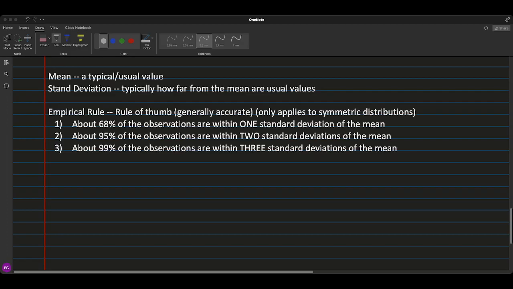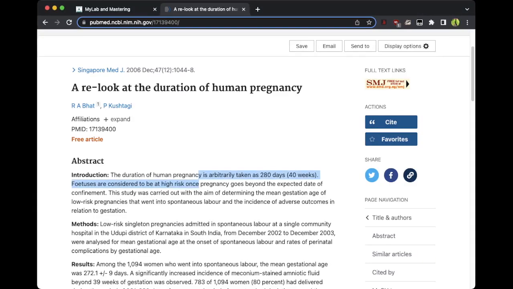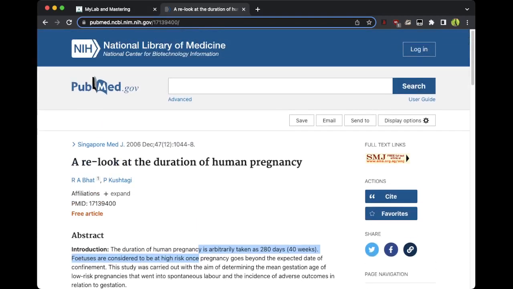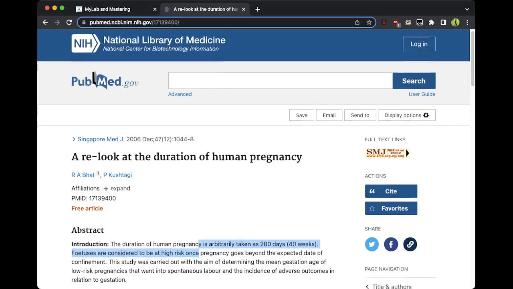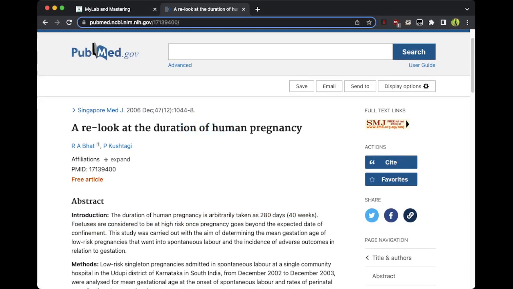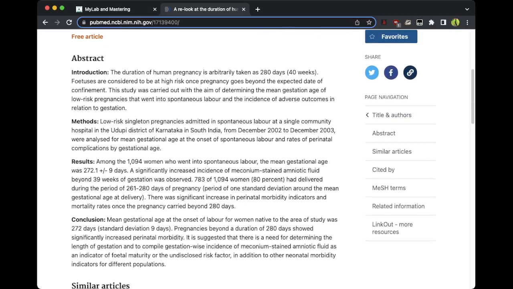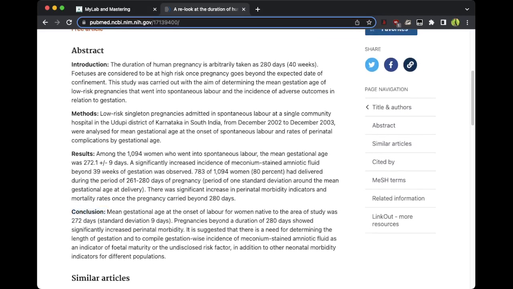Let's draw a picture, and we're going to illustrate it with an example. So let's come up with some data. Here is an actual journal article on the National Library of Medicine, which is part of the National Institutes of Health, which looks at the length or durations of human pregnancies. This was published in 2006 in the Singapore Medical Journal. They looked at how long human pregnancies are, and what they found, conclusion, the mean gestational age at the onset of labor for women native to the area of study was 277 days. You should recognize that word mean. That's the typical value. So what they're saying is that typically women in Singapore had a 277 day long pregnancy. And what was the standard deviation? 9 days. So I'm going to copy this.